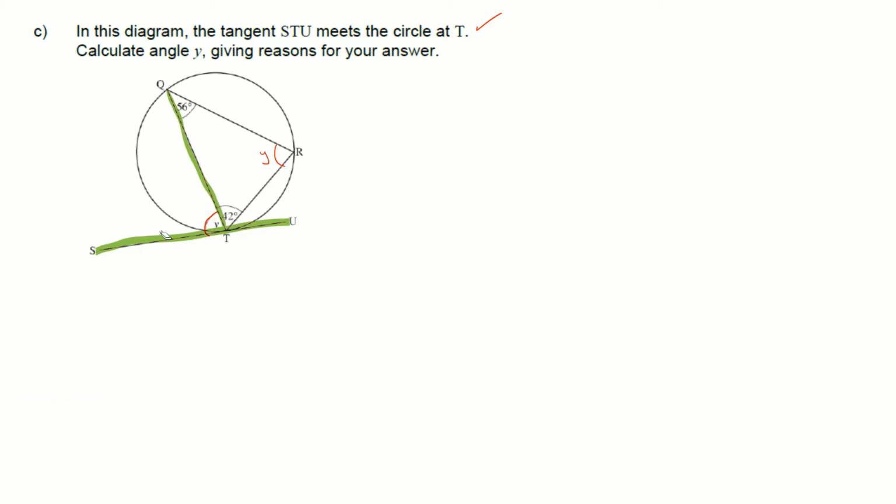If I erase the green highlighter and do it again, then similarly, there's the tangent again. This chord would then make sure that this angle here will be equal to this angle here by the alternate segment theorem. So I can say this is called angle R. I'm going to call it angle RTU. RTU is 56 degrees by the alternate segment theorem.